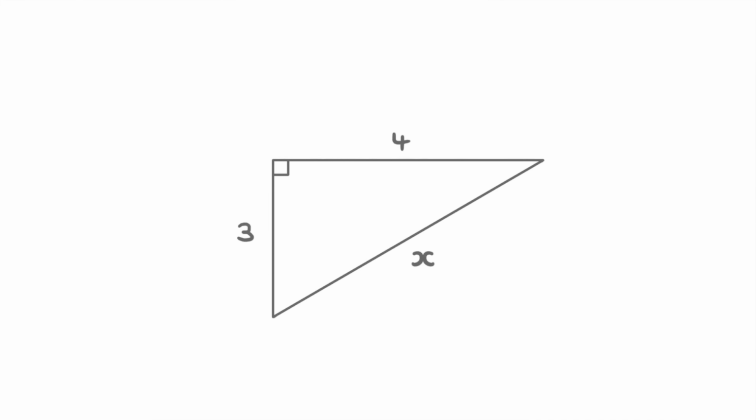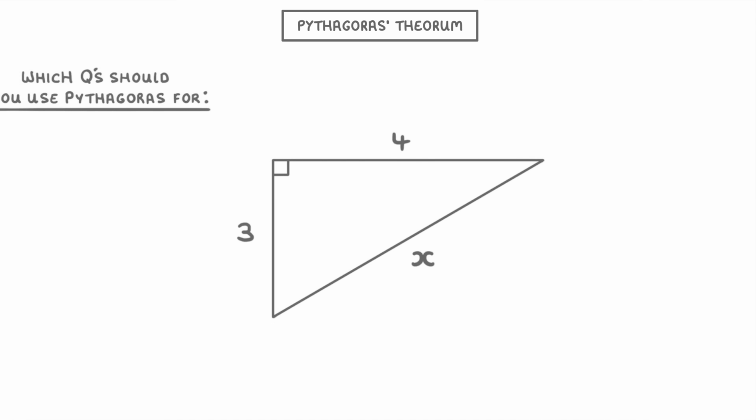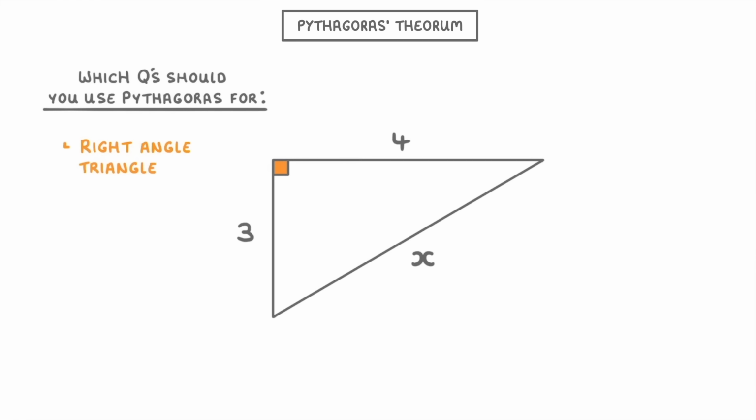In this video, we're going to cover how we can use Pythagoras' theorem to calculate the missing length of a triangle, like in this one here, where we're trying to find the length of x. Now, the first thing we need to look at is which questions you should actually use Pythagoras for in the first place. First, we need to be looking at a right-angled triangle. So if the triangle doesn't have a 90-degree angle, like this one, then we can't use Pythagoras to solve it, and would have to use some other method.